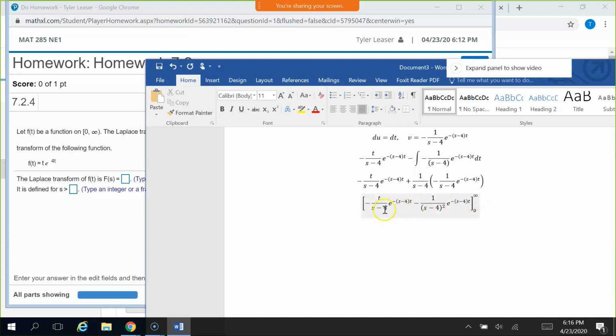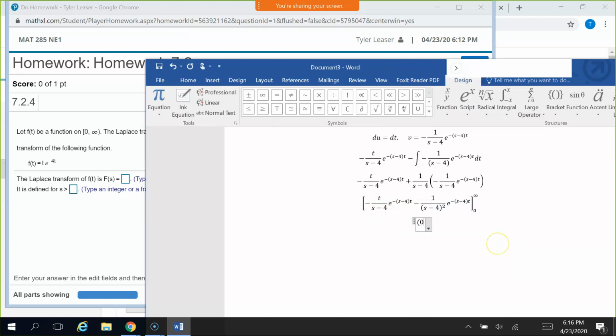When I plug infinity into this first term, I'm going to have this t, which goes to infinity in the numerator. This e I would move to the bottom because of the negative sign, and then that's going to go to infinity. So really what we have is infinity over infinity, so we have to do L'Hopital's rule here. When you take the derivative of t, you just get 1. When you take the derivative of this e, you're still going to have an e, so that first term's just going to go to 0. So this is 0 for infinity.